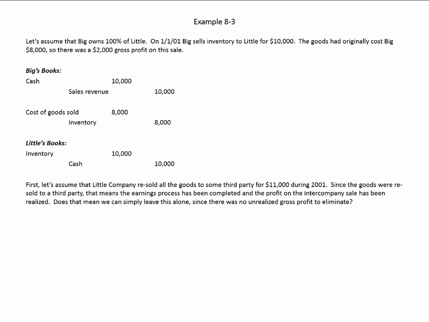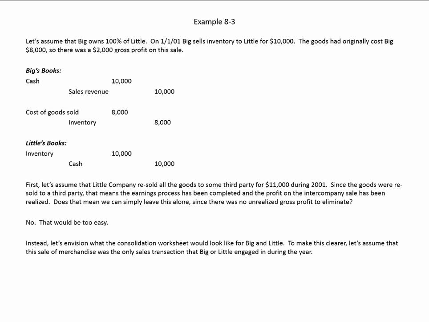And does that mean that we can simply leave this alone since there's no unrealized gross profit to eliminate? The answer, of course, is no. We still have to eliminate the intercompany sales revenue, we have to eliminate the intercompany cost of goods sold, and we're also going to have to fix the cost of goods sold that Little is reporting, because Little is going to report cost of goods sold of $10,000 when they sell this merchandise.